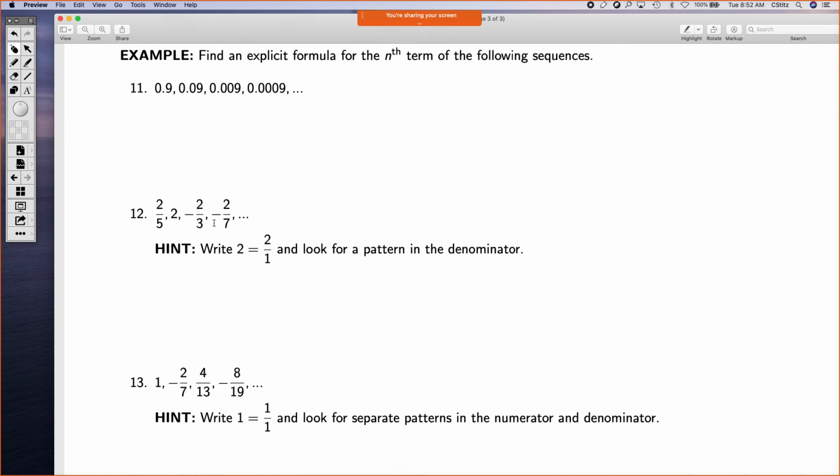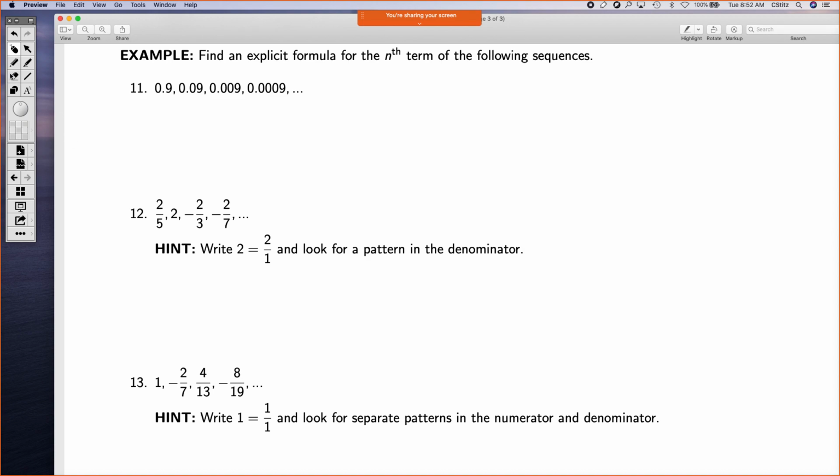So let's find an explicit formula for the nth term of the following sequences. Once again, we sort of have to assume that the pattern that we see is the same pattern that the author has in mind. And as long as your pattern is justified, they can't really get mad at you. But let's take a look at this first one. It's kind of curious. Number 11, 0.9, 0.09, 0.009, etc.